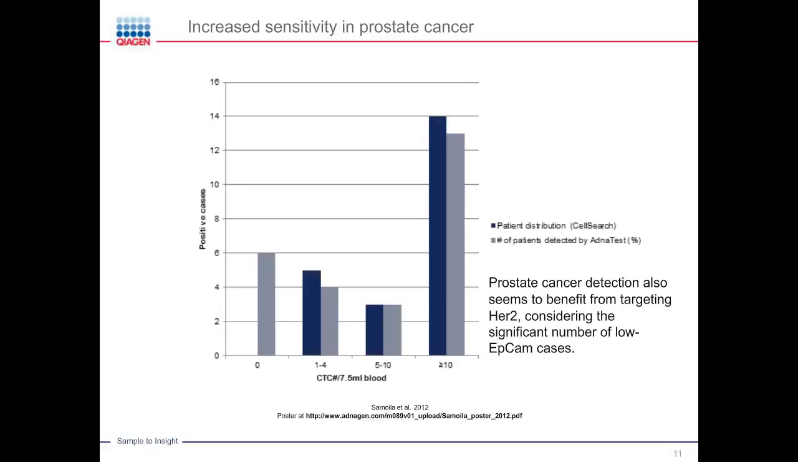So that tells me also in prostate cancer, as a slow-growing cancer, there is a certain amount of cells that might undergo EMT and stemness, and this can be identified by using the AdnaTest breast cancer in quite a good manner.